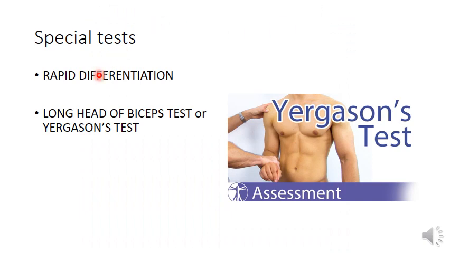A special test is the rapid differentiating test. The other one is the long head of biceps test, also called Yergason's test. Here the person flexes the elbow at 90 degrees in pronation and is asked to do supination against resistance, and you need to palpate the long head of biceps to find out if there is any pain, or if there is a problem in the transverse humeral ligament, which could cause the pain. So this is Yergason's test. You can look for this on YouTube.